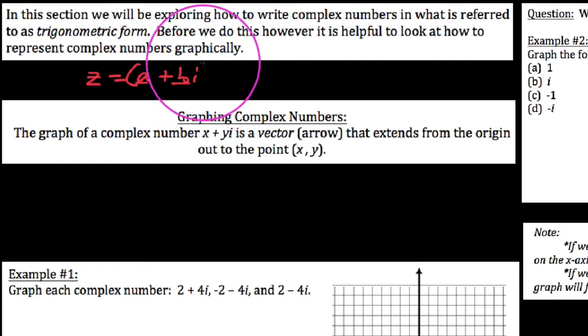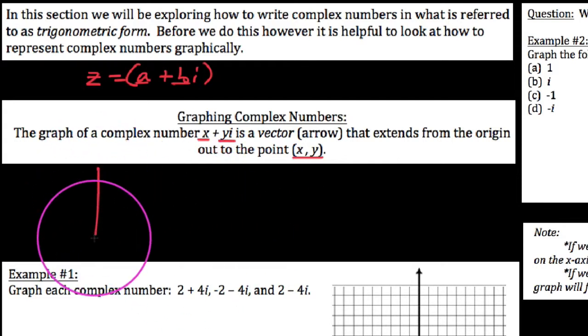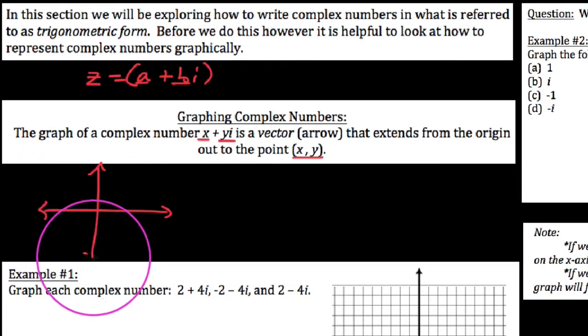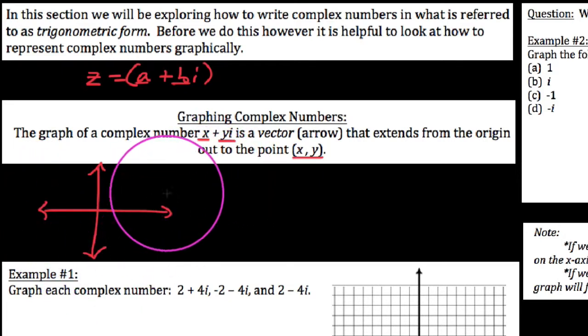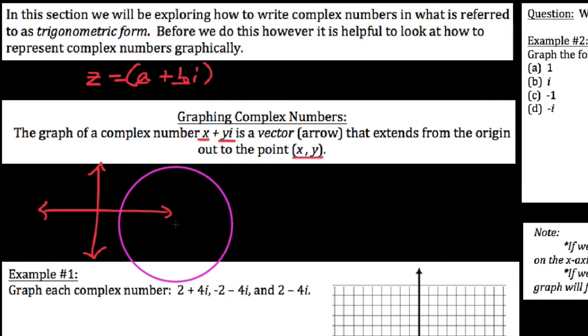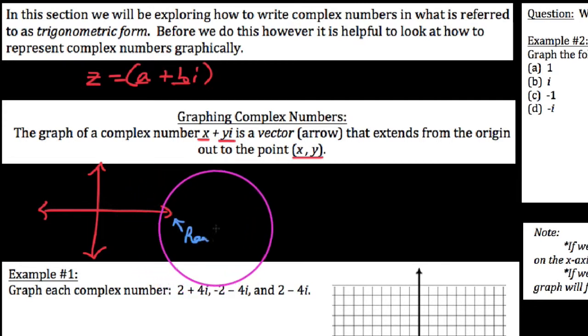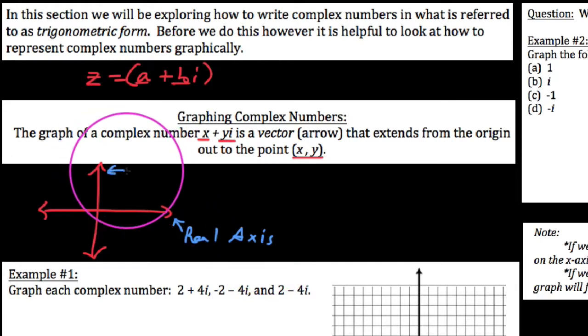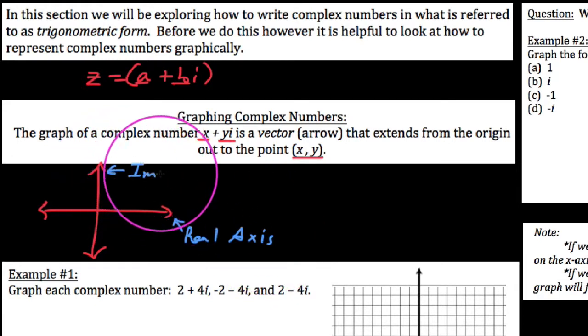We say the graph of a complex number A plus Bi, we are going to re-express as x plus yi, and it is a vector that starts at the origin and goes out to some point xy. The reason I call this the point xy is because when we graph complex numbers in standard form, let's acknowledge a few things. We refer to the x-axis right here as our real axis, and we label the y-axis as the imaginary axis.